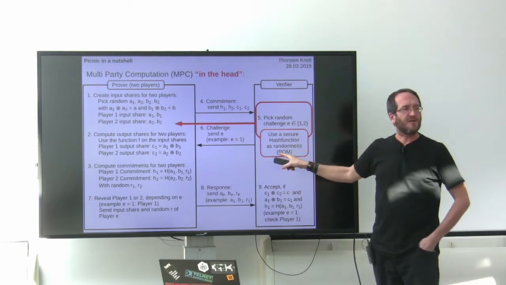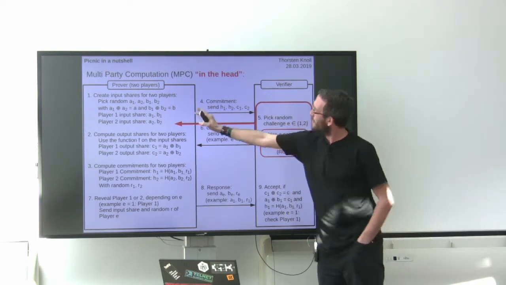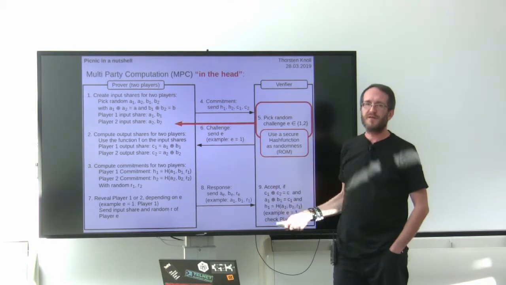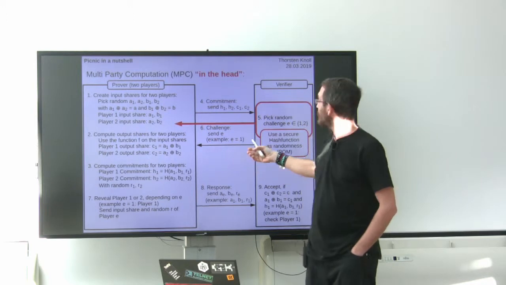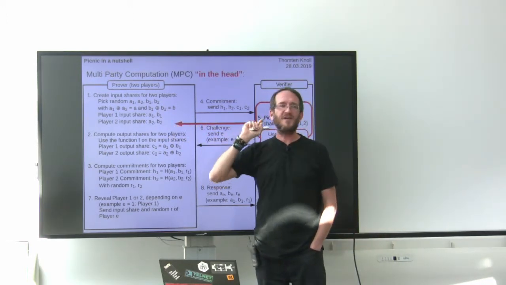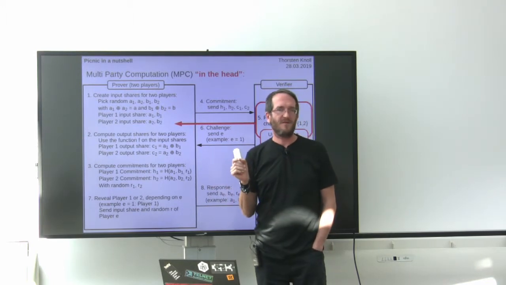We take a hash function. We move that stuff inside to the verifier and say he can play that with his side alone. He doesn't need a verifier if he can create randomness which he can't foresee. That is the main trick.